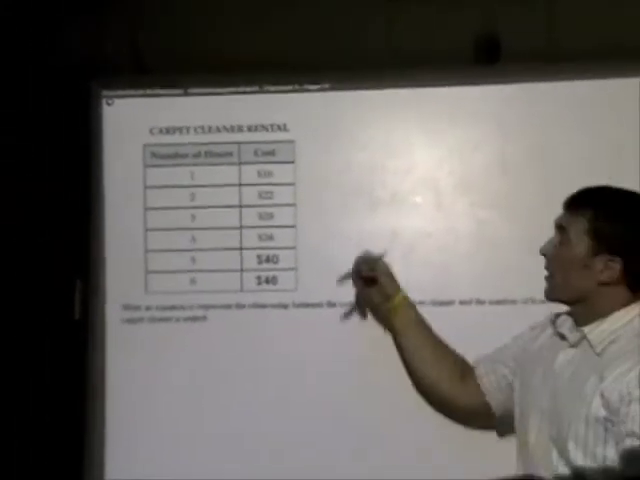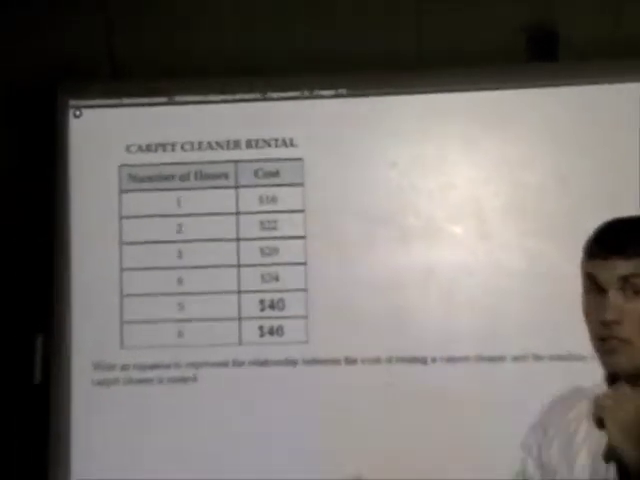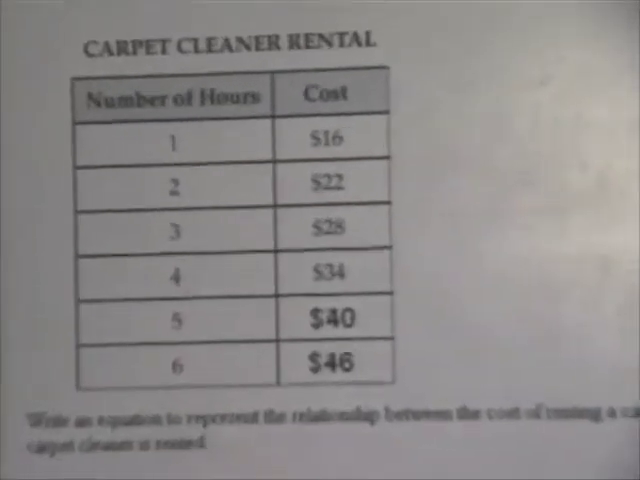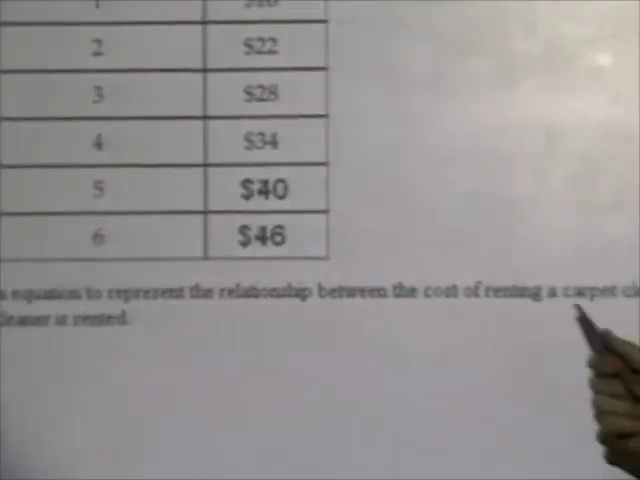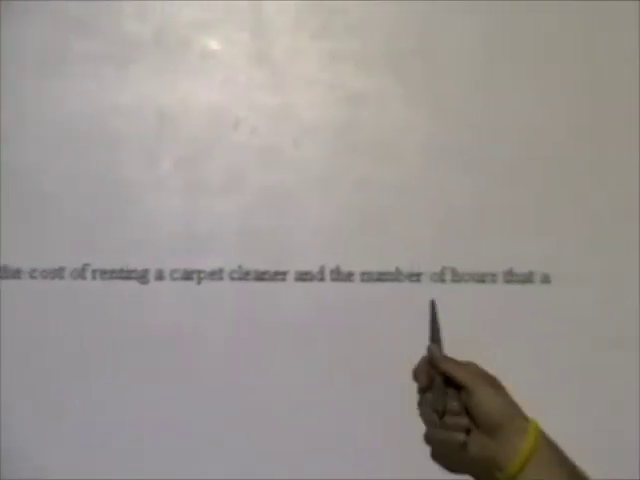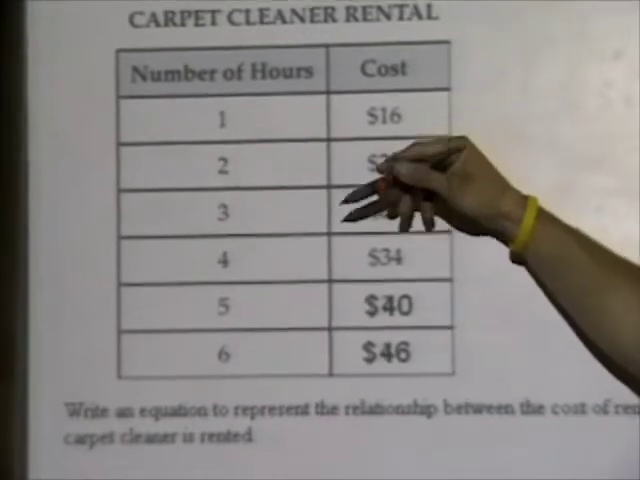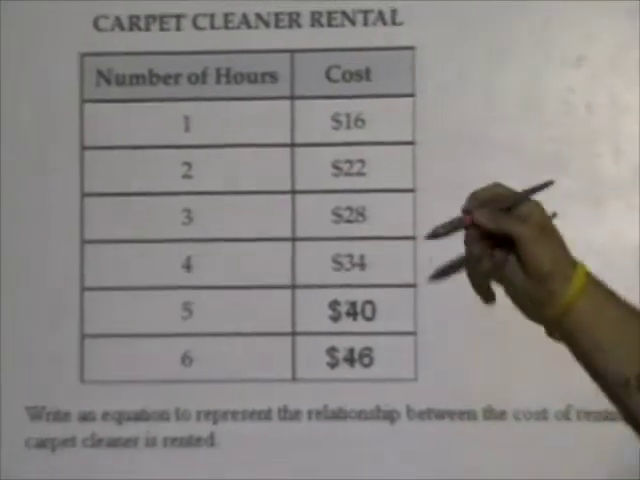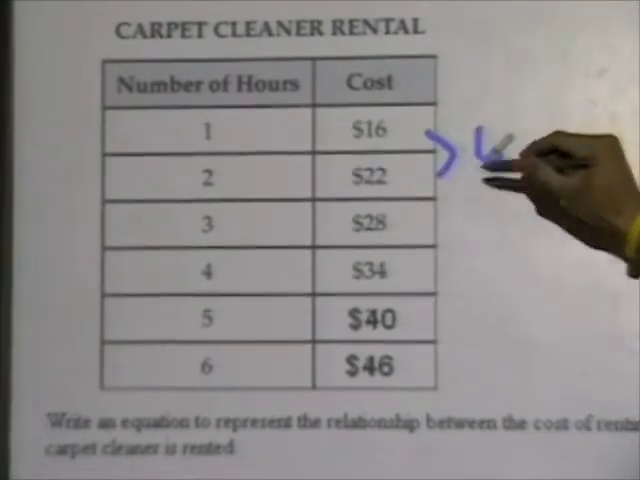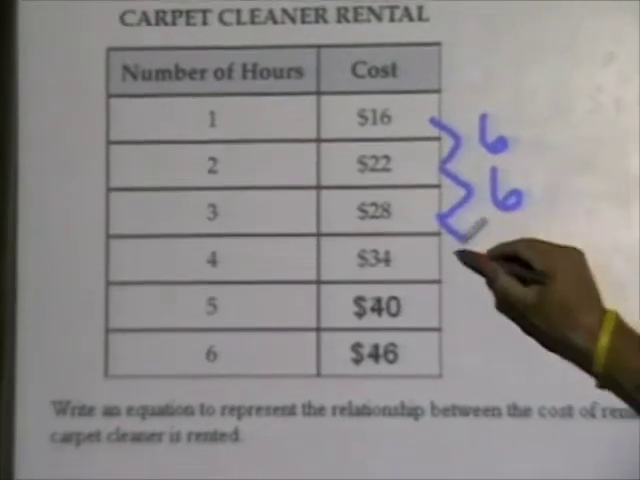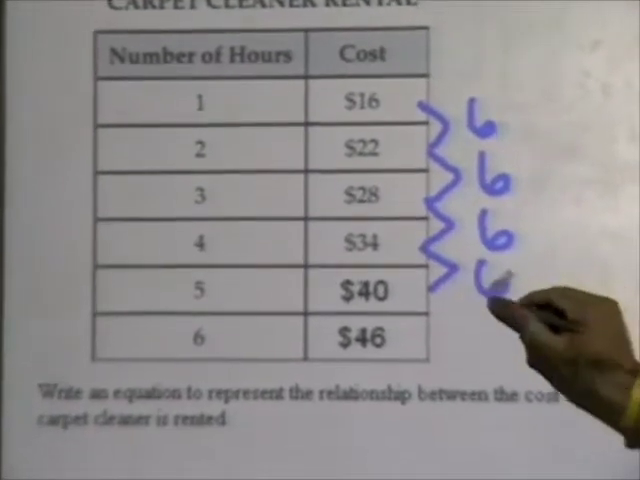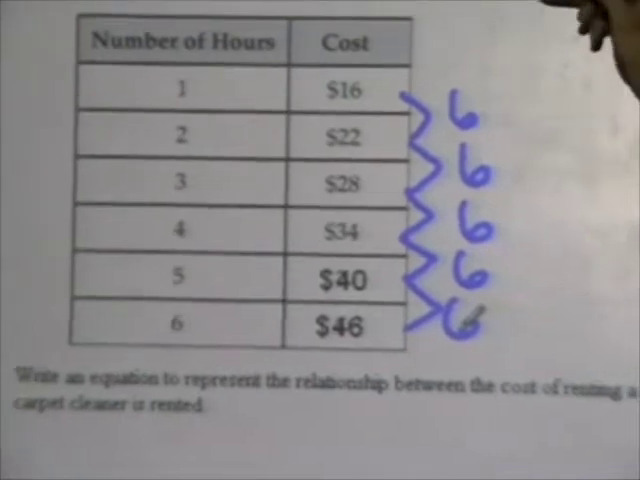All right, so here's the table with the answers filled in for us. Our goal is to write an equation to represent the relationship between the cost of renting carpet cleaner and the number of hours that a carpet cleaner is rented. So we have the cost as related to the number of hours that you have the carpet cleaner. So we know that this is increasing by 6 every time. Well, that is the exact definition of a slope.